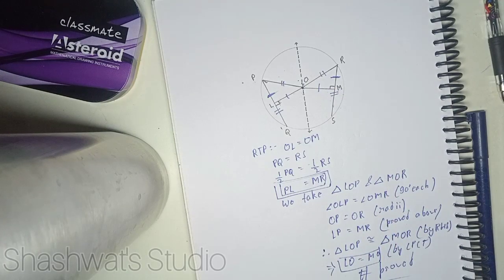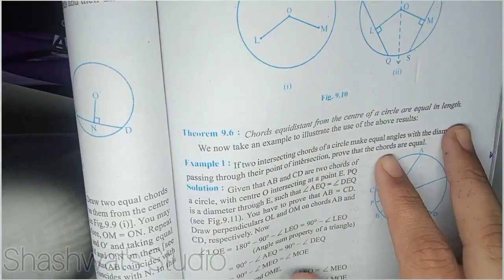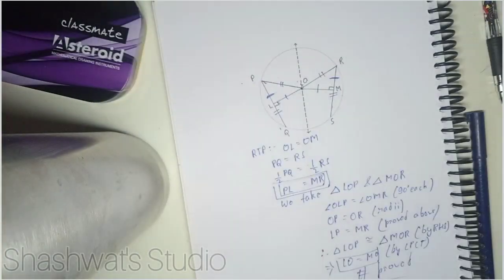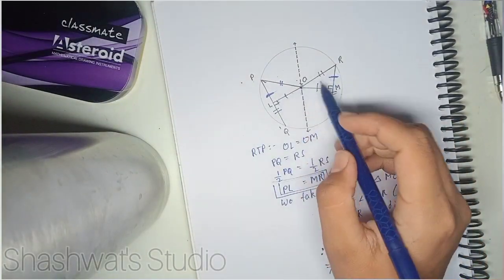So let us see the next theorem. So friends, the next theorem is again the converse of this theorem, which I won't be proving, but I will be telling how to prove. Chords equidistant from the center of a circle are equal in length. In this we will be getting the chords equidistant.